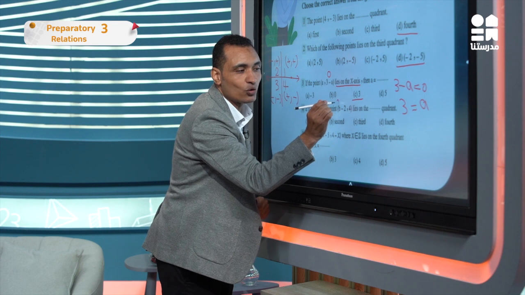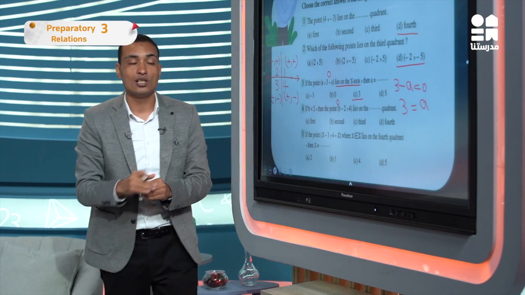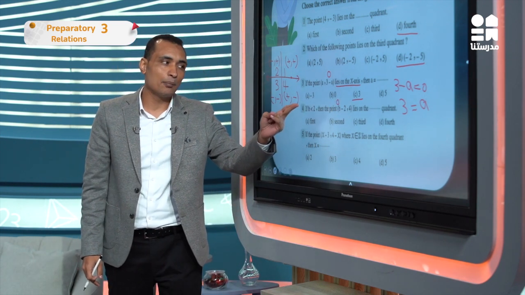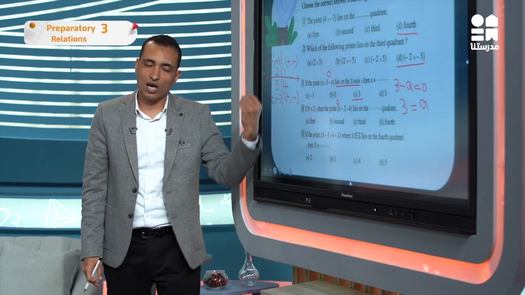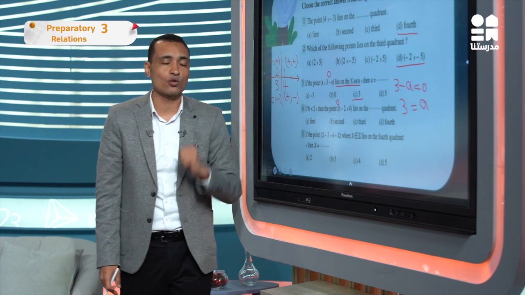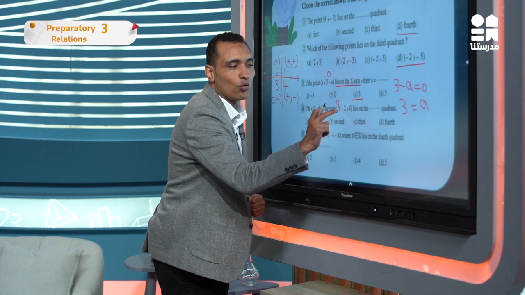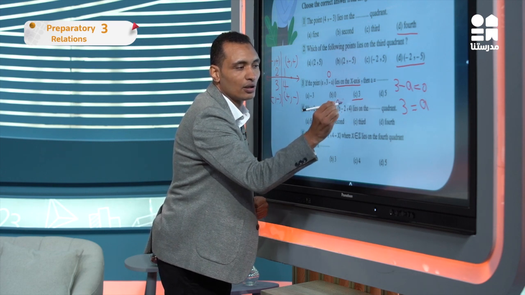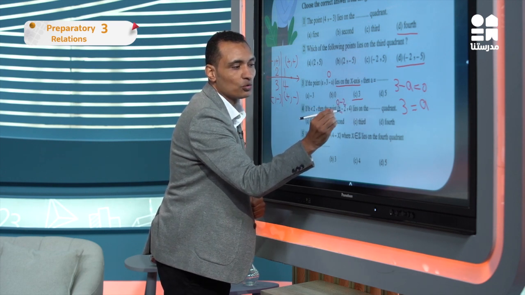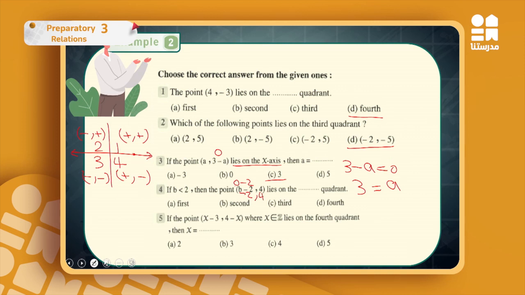If I put here 0 in place of b, you said, Mr., b is less than 2, so choose any number less than 2 like 0. Now 0 minus 2 equals negative 2 and the second number is 4. I think it became easy. Who can answer me? Great. Negative and the positive exist in the second quadrant. So I will choose second.